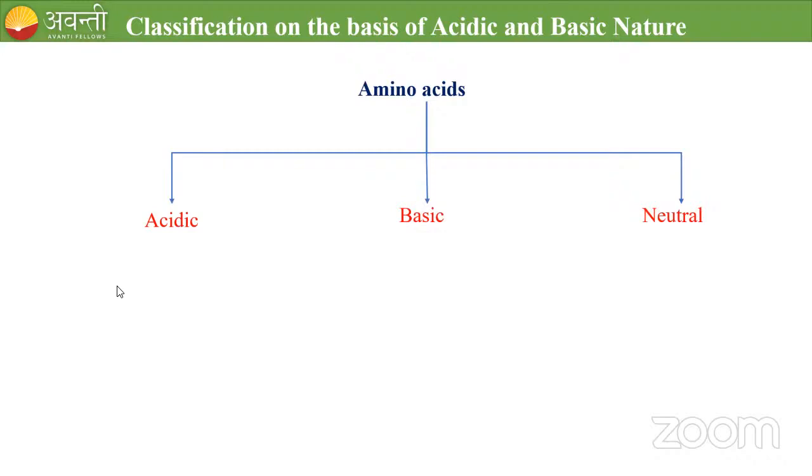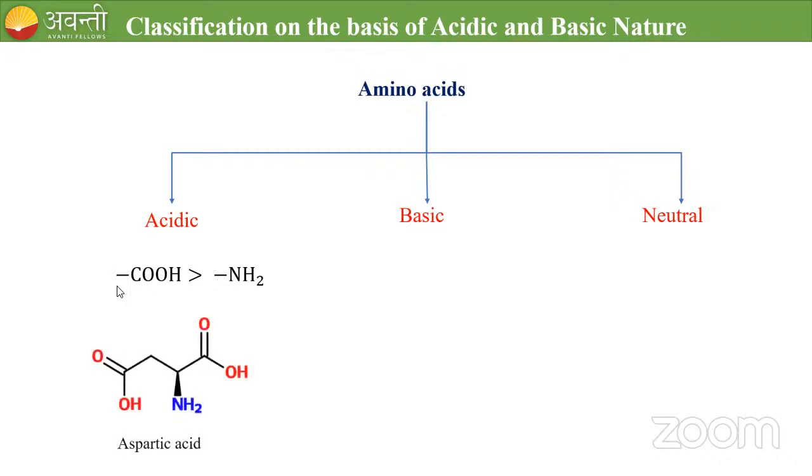So what are acidic amino acids? If the COOH groups in the amino acid compound are greater than the NH2 groups, then it is called acidic. Here you see in aspartic acid, we have two COOH groups, this one COOH and this another COOH, but we have only one NH2 group. If the carboxylic acid group is greater than the NH2 group, it is called an acidic amino acid.